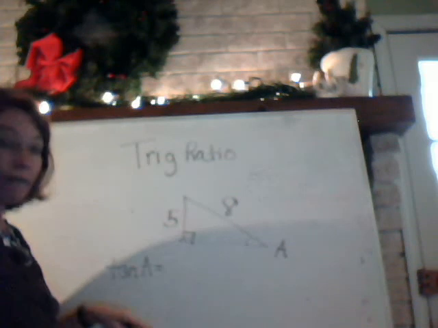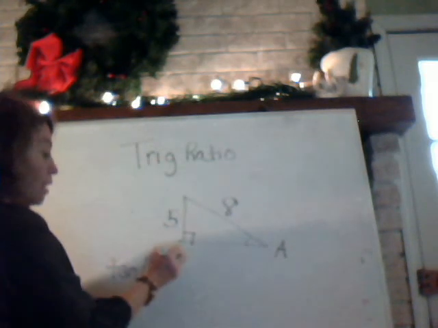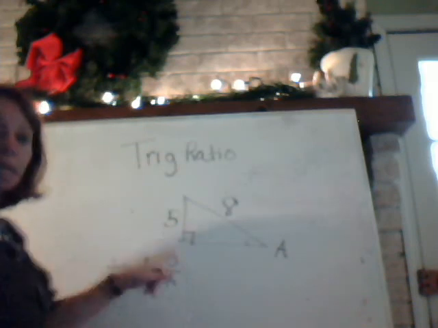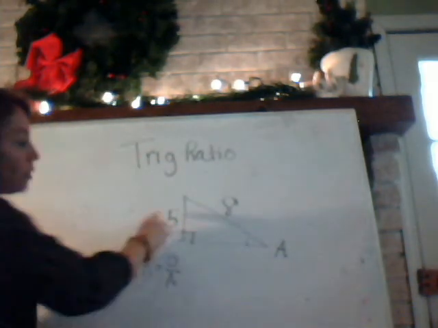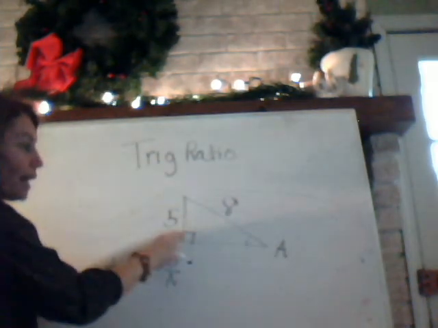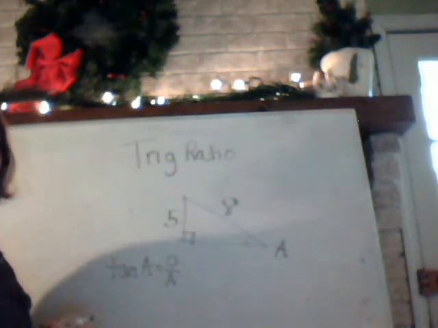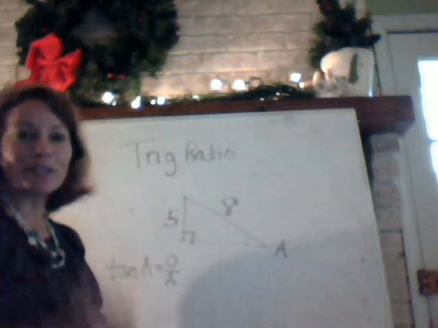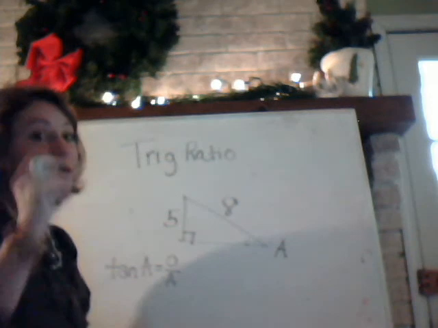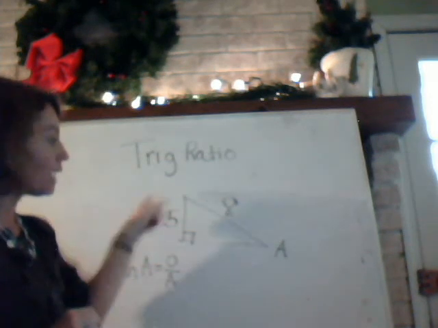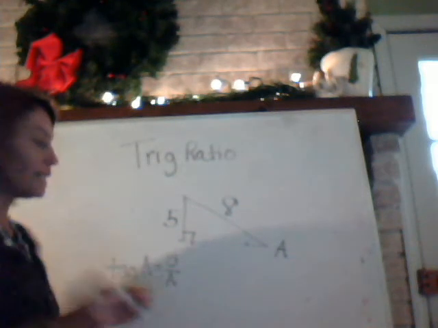Okay, tangent of A is going to be opposite over adjacent. So I need both of my legs. Well, notice I only have one of my legs. I do have the hypotenuse. What do you do to find that missing side? What do we have in our toolbox? Our toolbox of tools is the Pythagorean theorem. You're going to use the Pythagorean theorem to solve for the missing side.